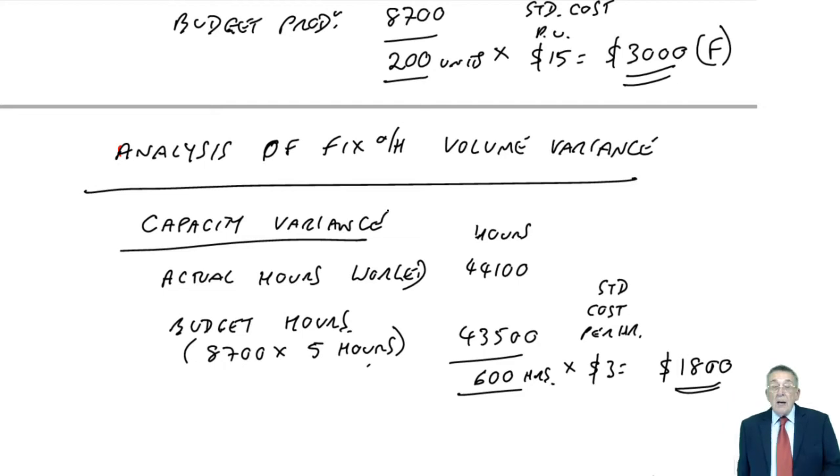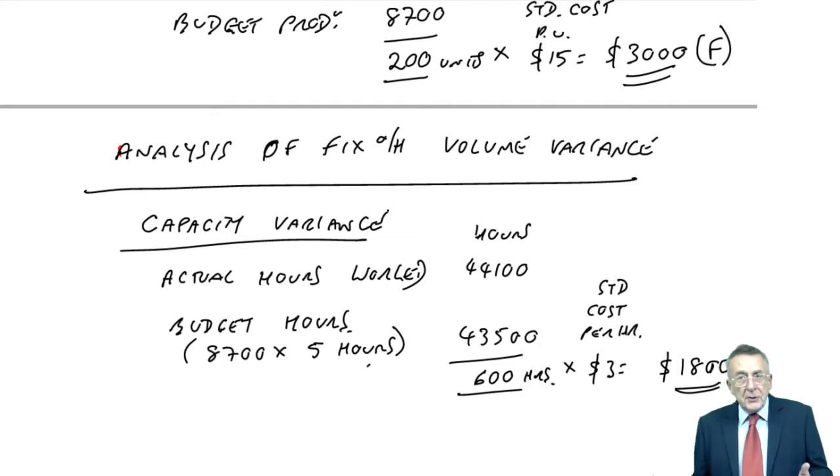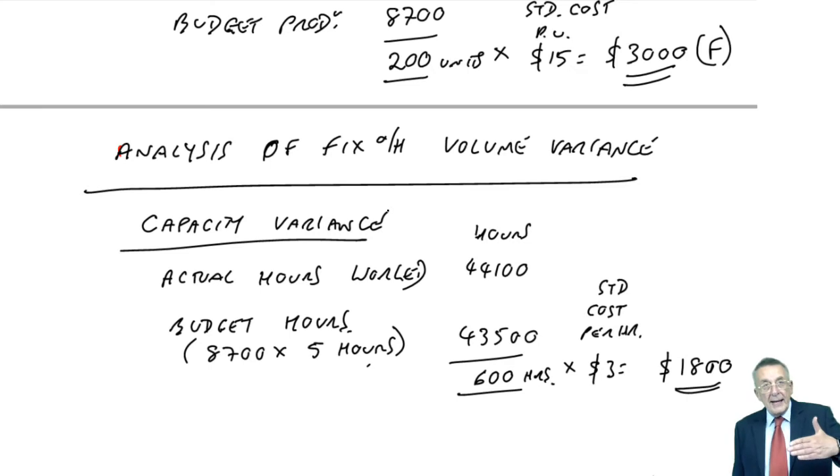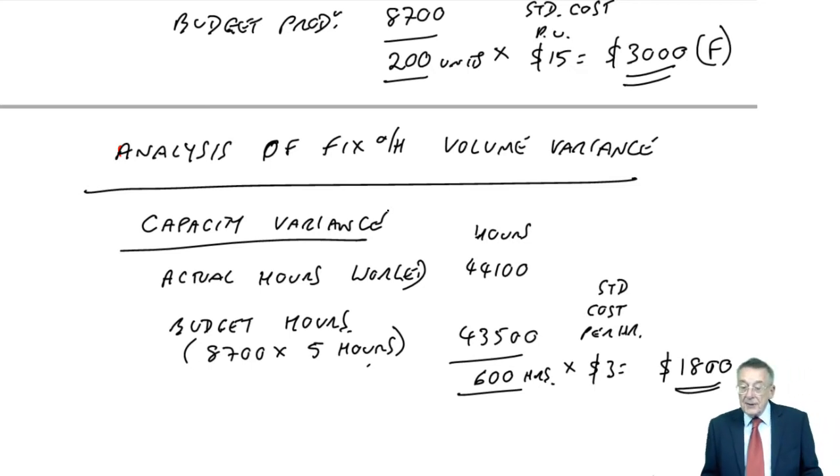However, there's the variance. But again, it's not always obvious to everybody, is it favourable, is it adverse? If you've been listening to the way I was speaking, that's the way I remember it. We ended up with more working hours than we expected we would. And if we get more working hours, we can produce more units. Therefore, it's favourable.